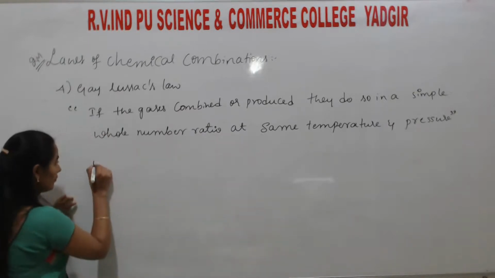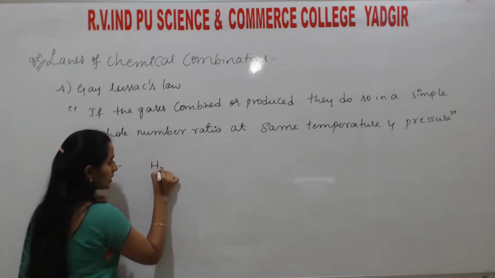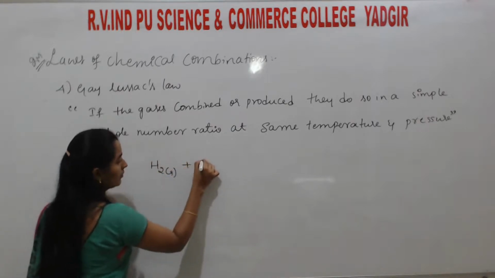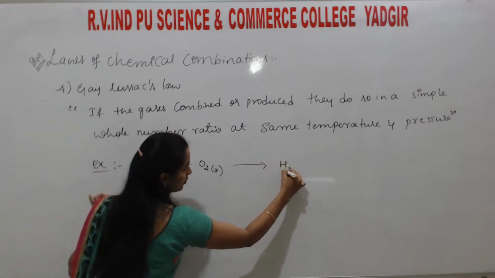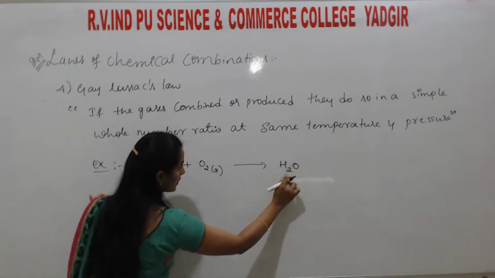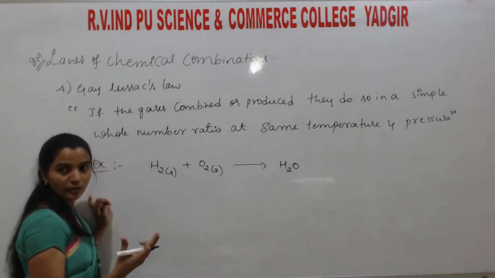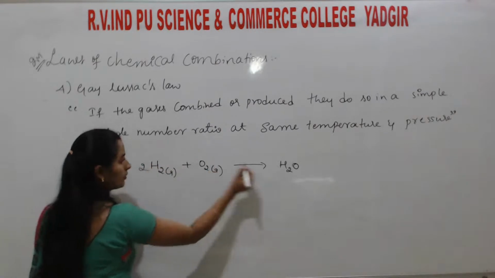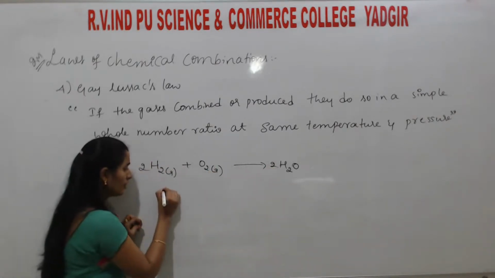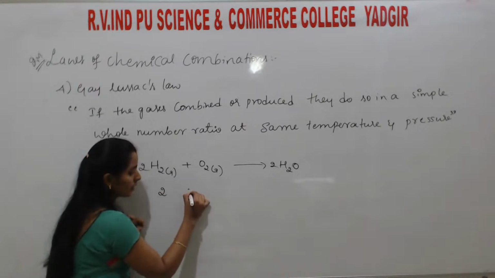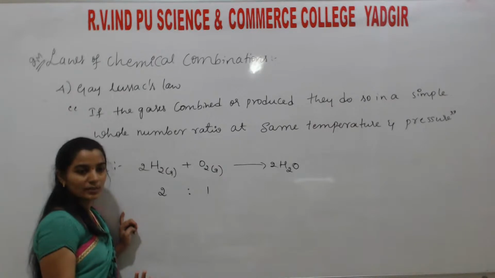I take an example for combination and liberation both. Listen, H2 is a gas that combines with O2, that is oxygen, to form H2O. Don't bother about whether it is a gas or liquid; I'm telling only about combination of gases or production of gases. If we balance it, it is like this. Students, if it is 2 and 1 moles, the ratio is 2:1. 2:1 is a simple whole number ratio.